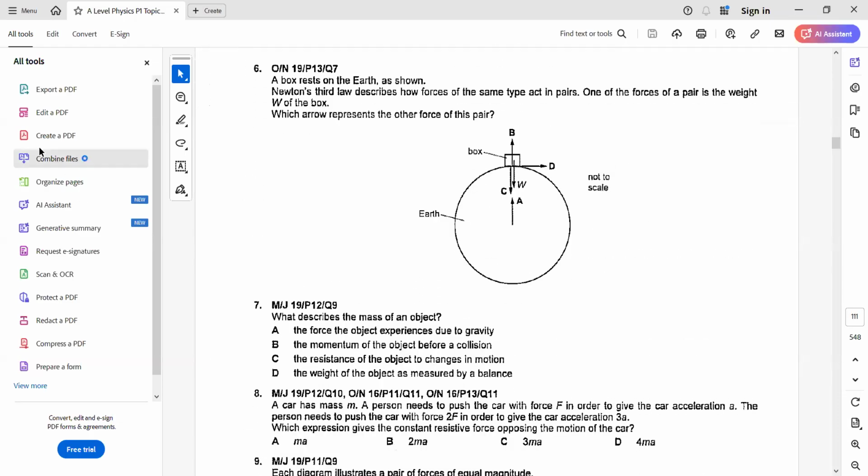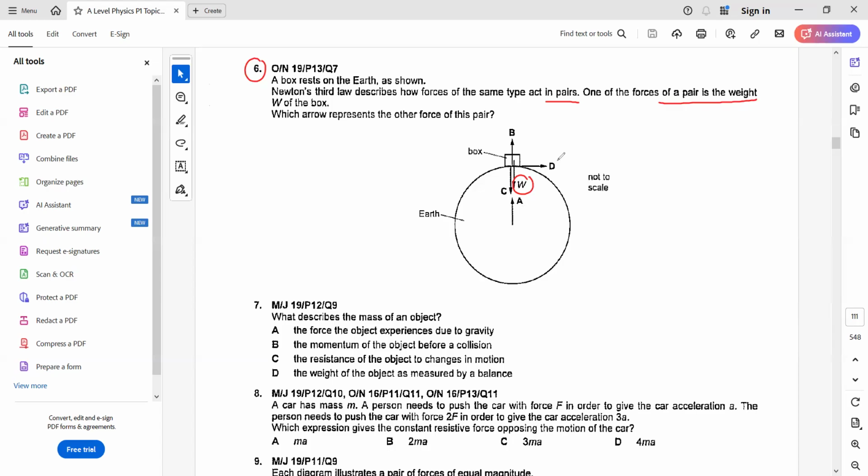Then question 6. Question 6 says a box rests on the earth. We can see that Newton's third law describes how forces of the same type act in pairs. One of the forces of a pair is the weight W of the box. Which arrow represents the other force? They're referring to the question related to the third law, so that has to be an action reaction pair. If weight is the action, the reaction should be opposite to W.